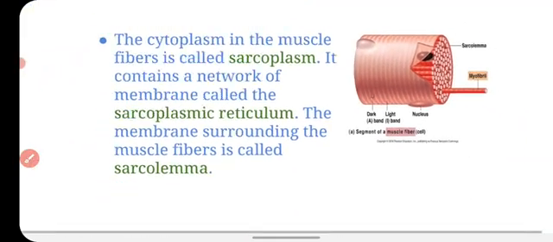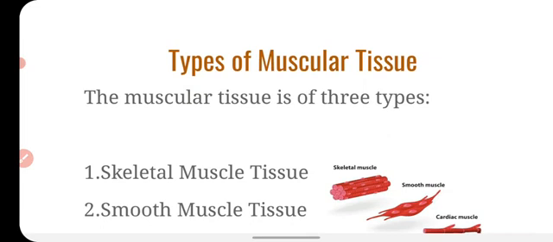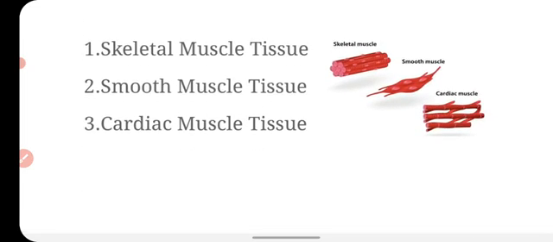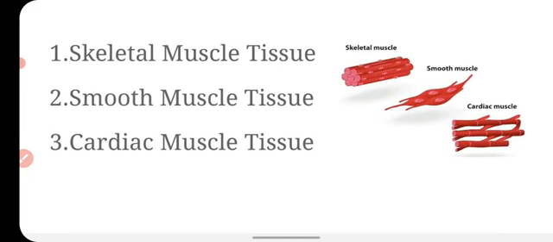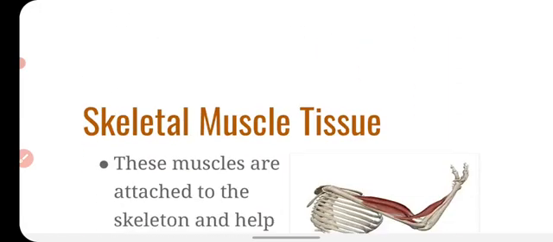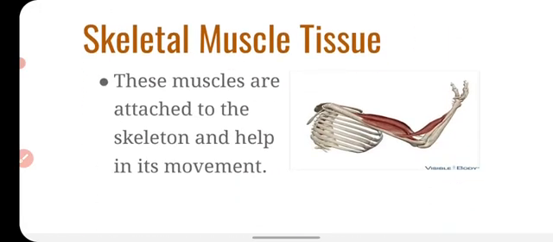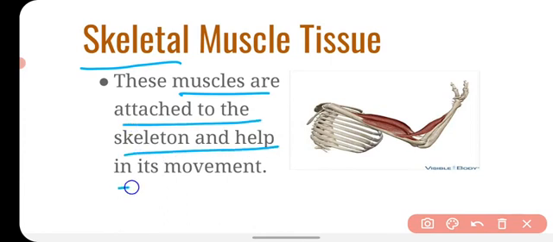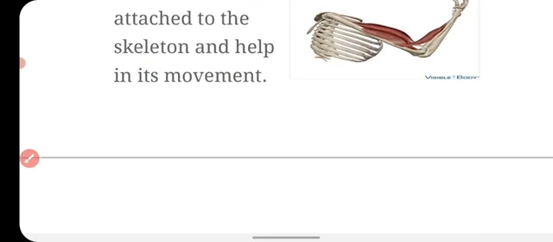Now we will talk about the types of muscular tissue. In animals there are three types of muscular tissue. What are these? These are skeletal muscle tissue, smooth muscle tissue, and cardiac muscle tissue. So one by one we will study about them. Skeletal muscle tissues are called skeletal because these muscles are attached to the skeleton and help in the movement. These muscles are found attached to our bones, and by contracting they cause movement in our bones, and hence our body parts move.